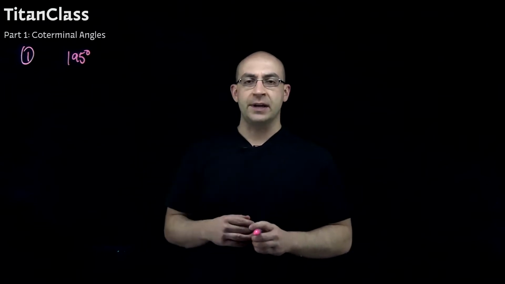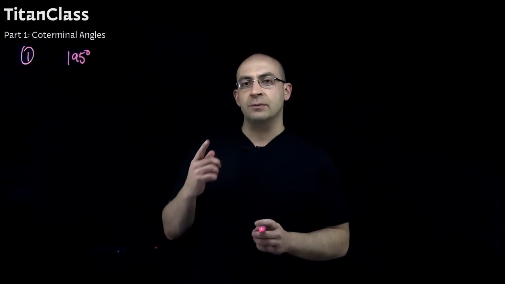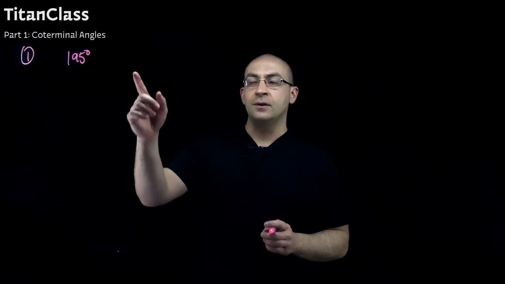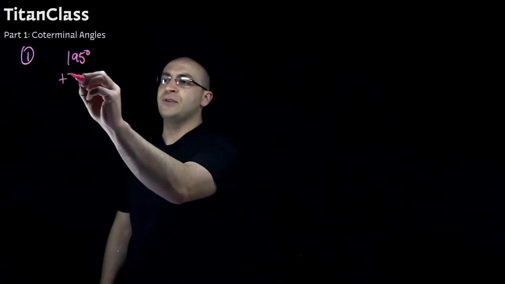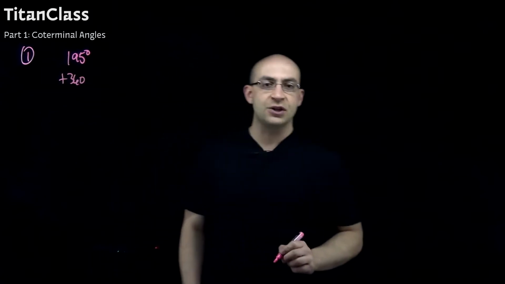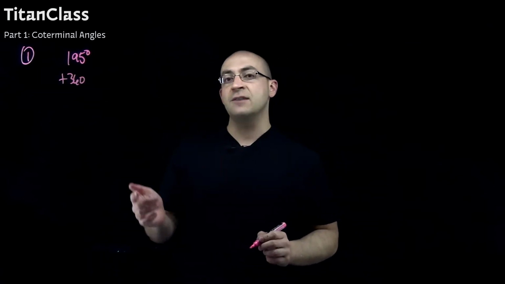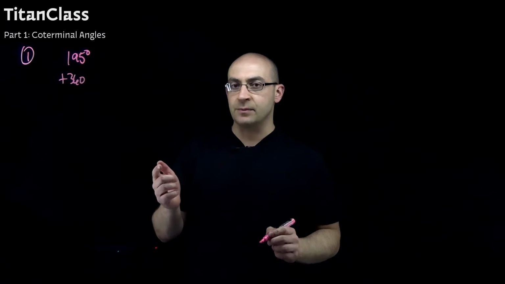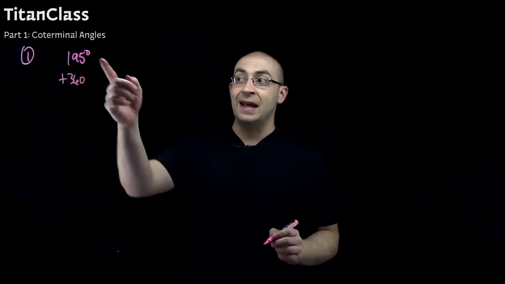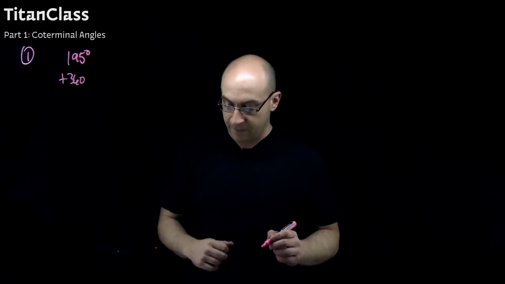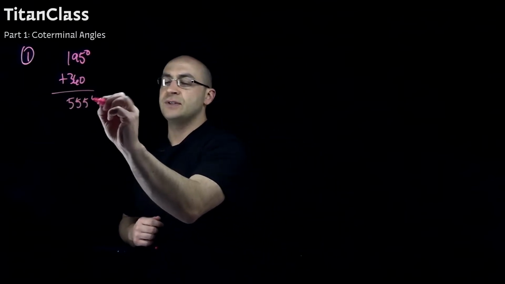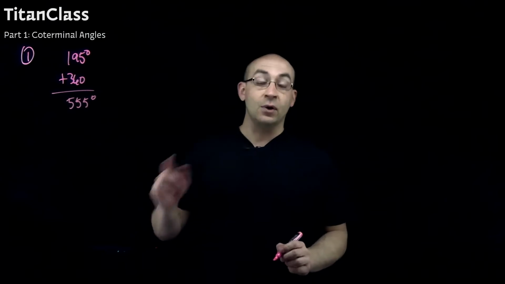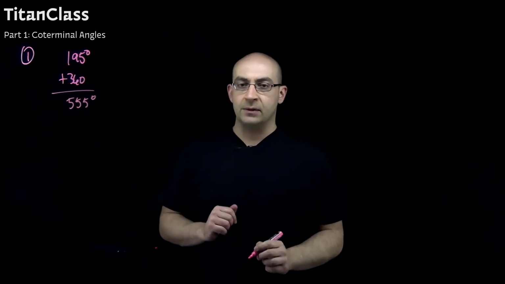So in this particular case, if I want a positive coterminal angle, I'm going to add one full revolution to this measurement. So what I'm doing is I'm going to add 360 to this measurement of 195. That's going to give me another angle measurement that is coterminal, meaning it will end at the same place as 195. So when I add these together, I'm going to get 555 degrees. That is a positive coterminal angle to 195.